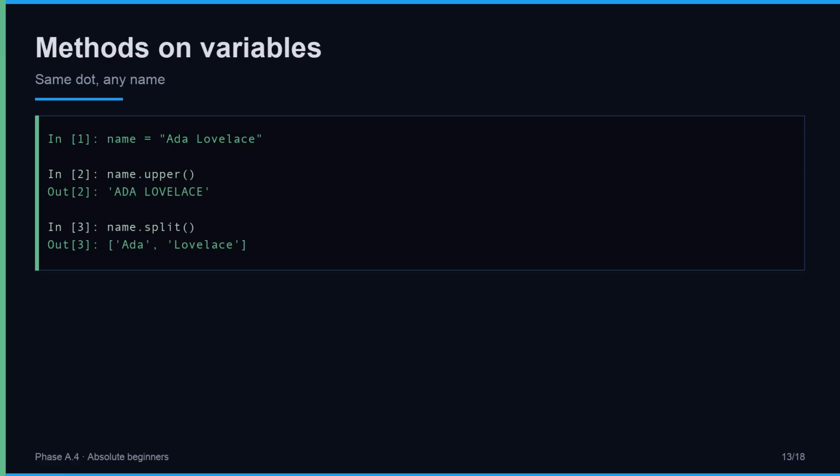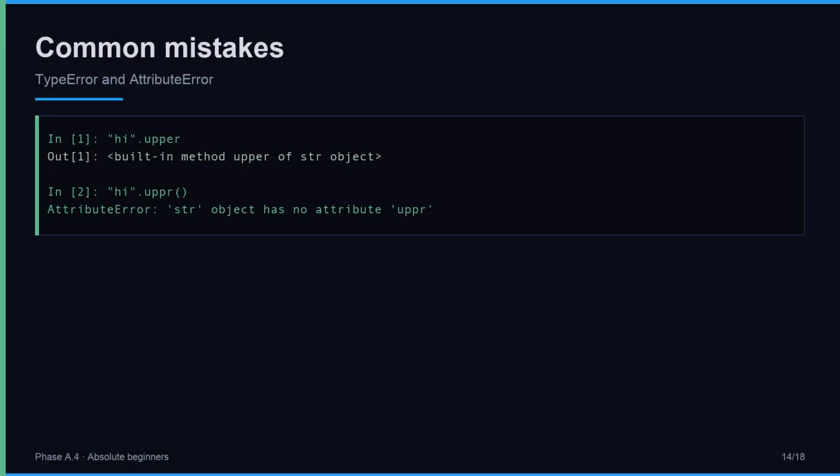Same dot, any name. Two common mistakes. First, forgetting the parentheses. hello.upper without parentheses does not call the method, it gives you the method object itself. Add parentheses to call it. Second, misspelling a method name. hello.uper raises attribute error because uper is not a real method. Check the spelling against dir. These errors are common and easy to fix.